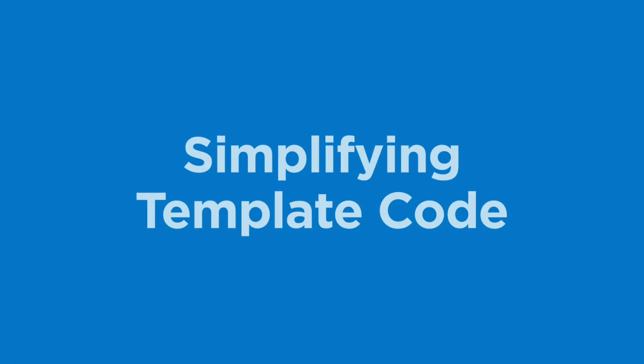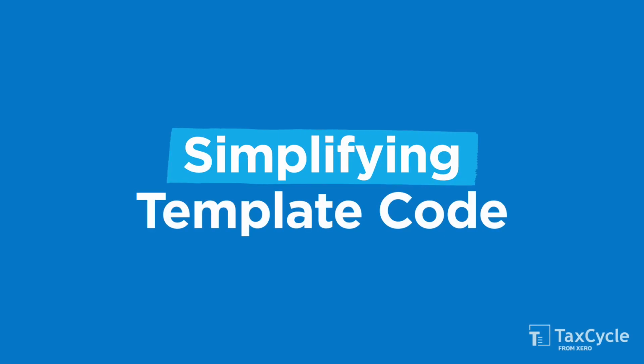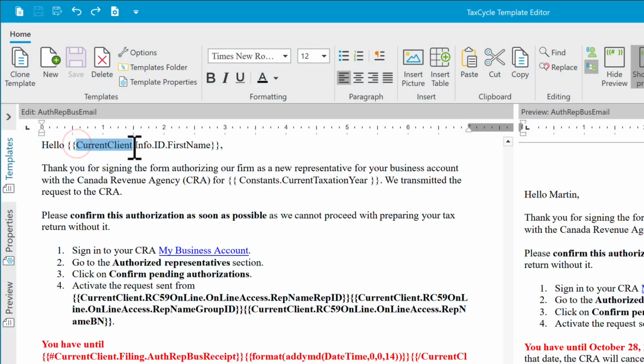One thing you should notice in our templates, in particular our built-in templates, is that not every field code will have "current client" at the beginning of it, because one of the things you can do is simplify your code and separate out the current client context, as it's called, from the field code. This is particularly useful if you want to create repeating sections or just make your template code easier to read.